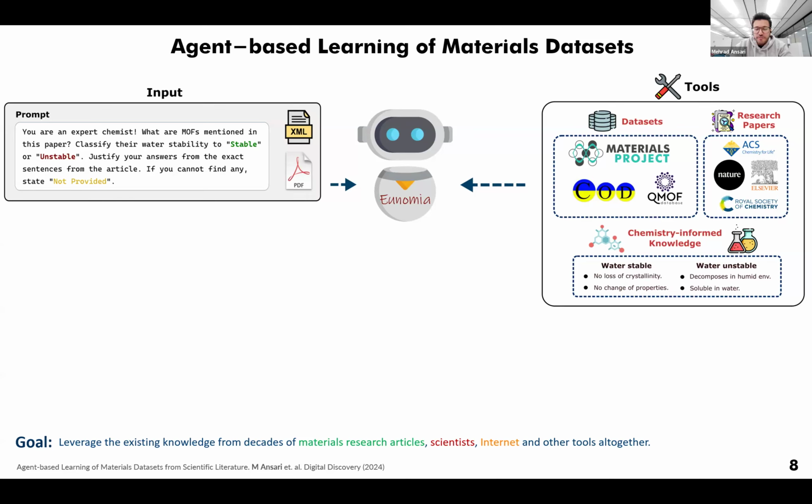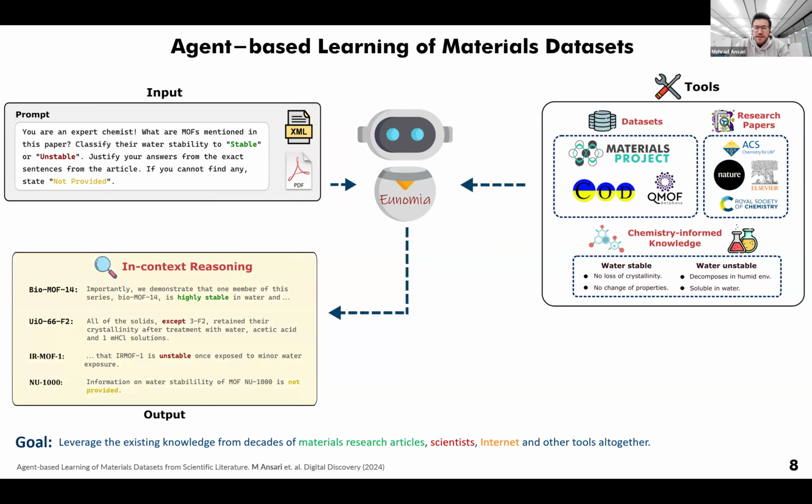And for water stability in specific, this is actually a vague concept. Different scientists have different interpretations of what water stability means. Some say that I want no loss in crystallinity. Some say I don't want it to be soluble in water. Another person says I want it to survive a boiling environment for like 7 days, or different interpretations. And when you actually want to extract that information, make your own data set, this can be tricky if you want to do exact word matching.